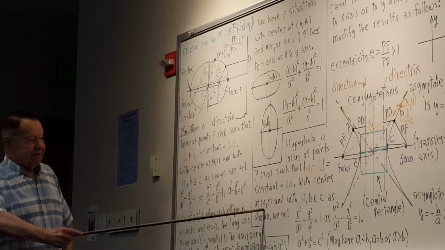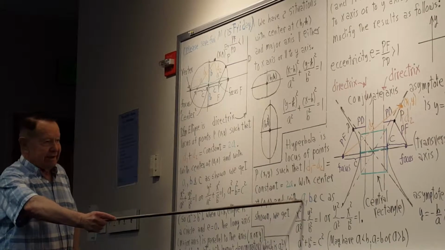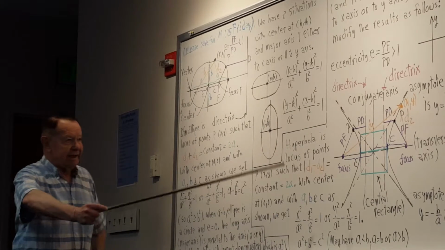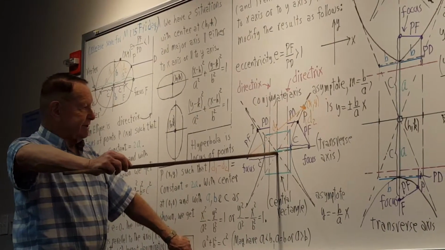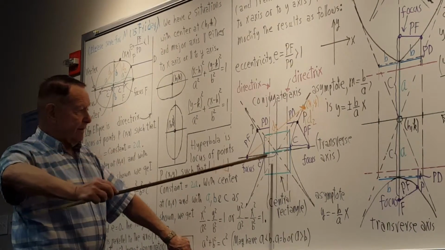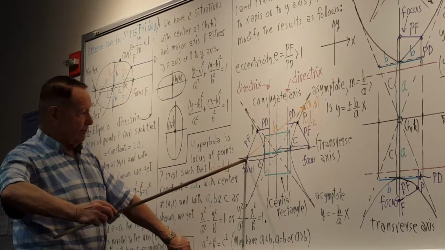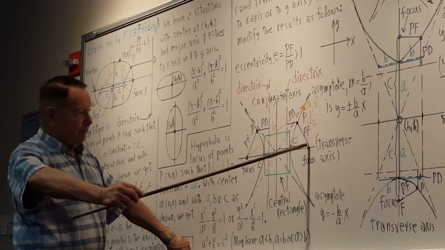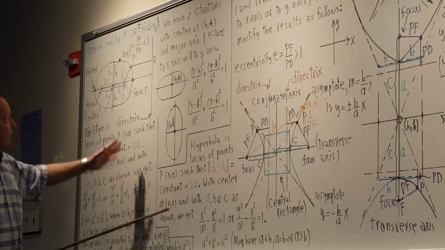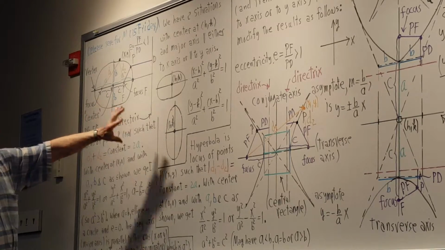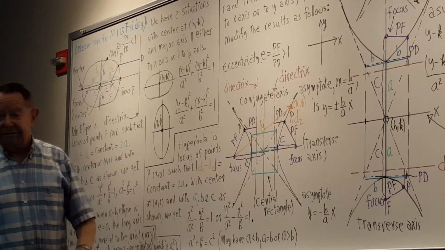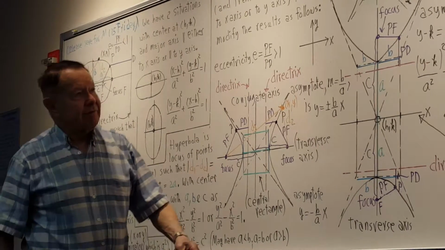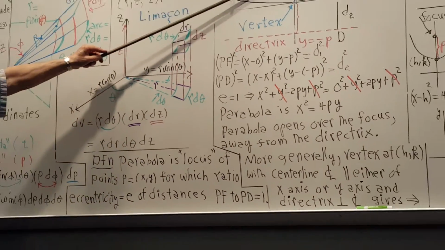So if you take the center at the origin and A, B, and C as I have it, so here's my picture. I take my center of the figure here, and C is always the distance to a focal point. Both the ellipse and the hyperbola have two focal points, whereas the parabola has just the one focal point.